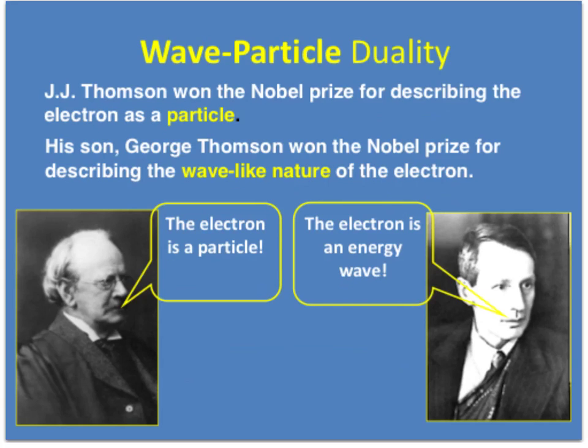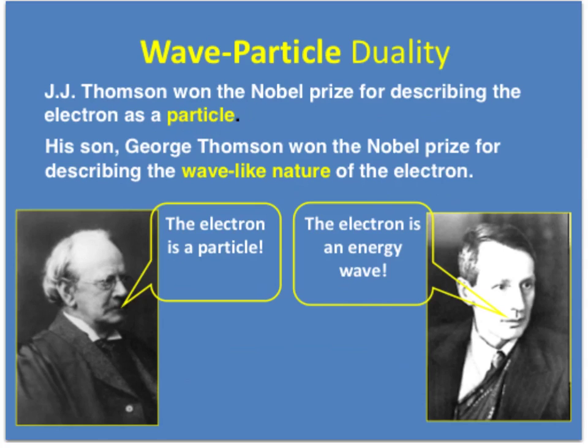So is light a particle or a wave? We have the theory of the wave-particle duality of light, as shown by J.J. Thomson. Remember him? And his son George Thomson. They both won a Nobel Prize for describing this. One described the electron as a particle, so that was J.J. Thomson.